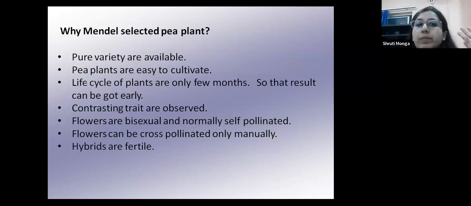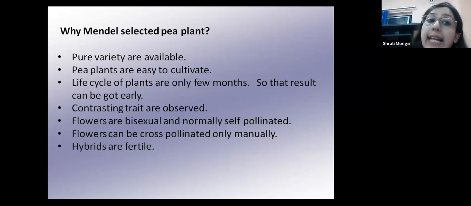Important question. Why Mendel selected pea plants for his experiment? I am only covering this slide for today's class. Don't worry, I know it's been so long that we have been studying. So only this slide. Okay. Why Mendel selected pea plants? अब उन्होंने pea plants पे क्यों experiment किया?